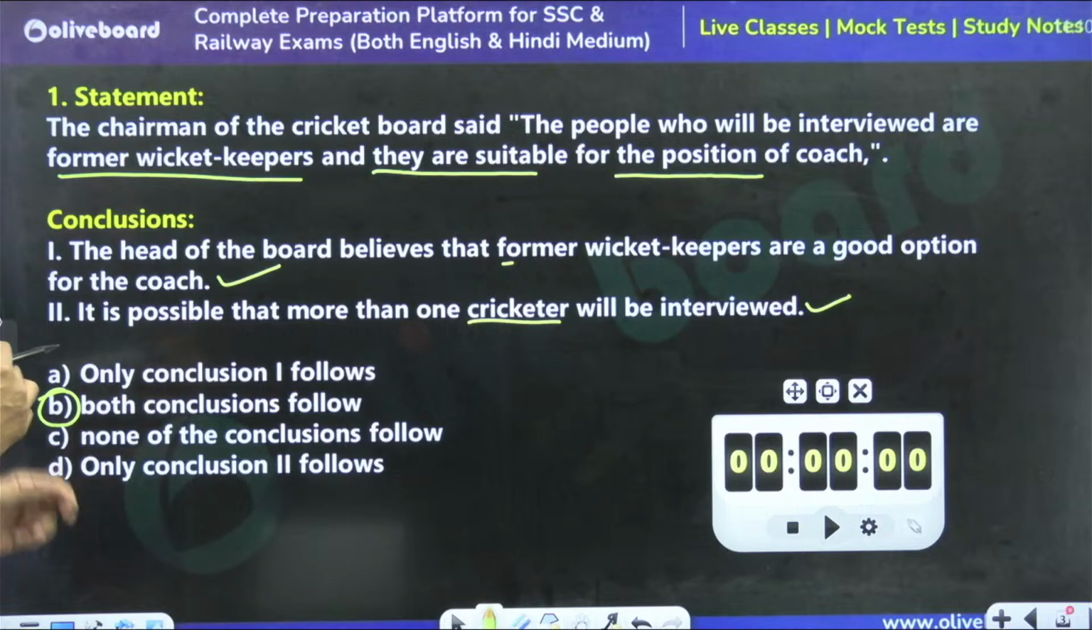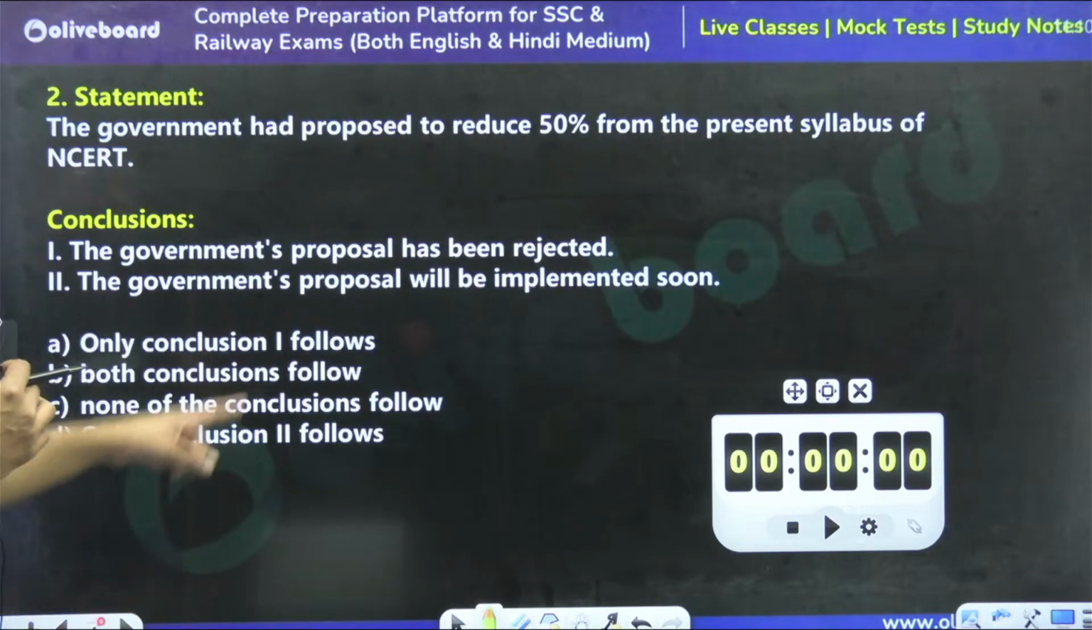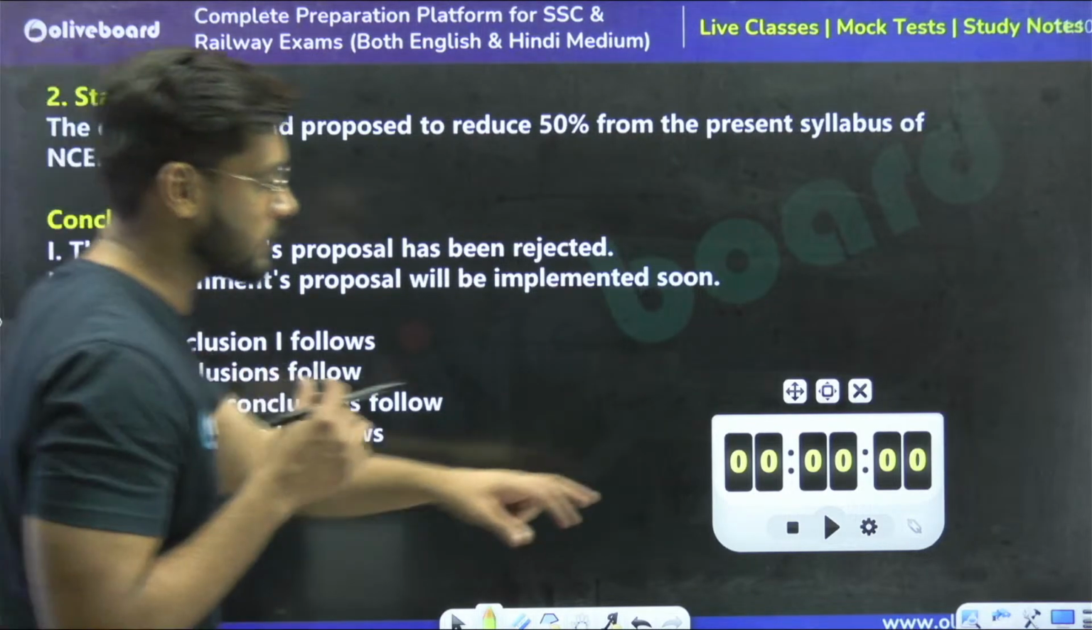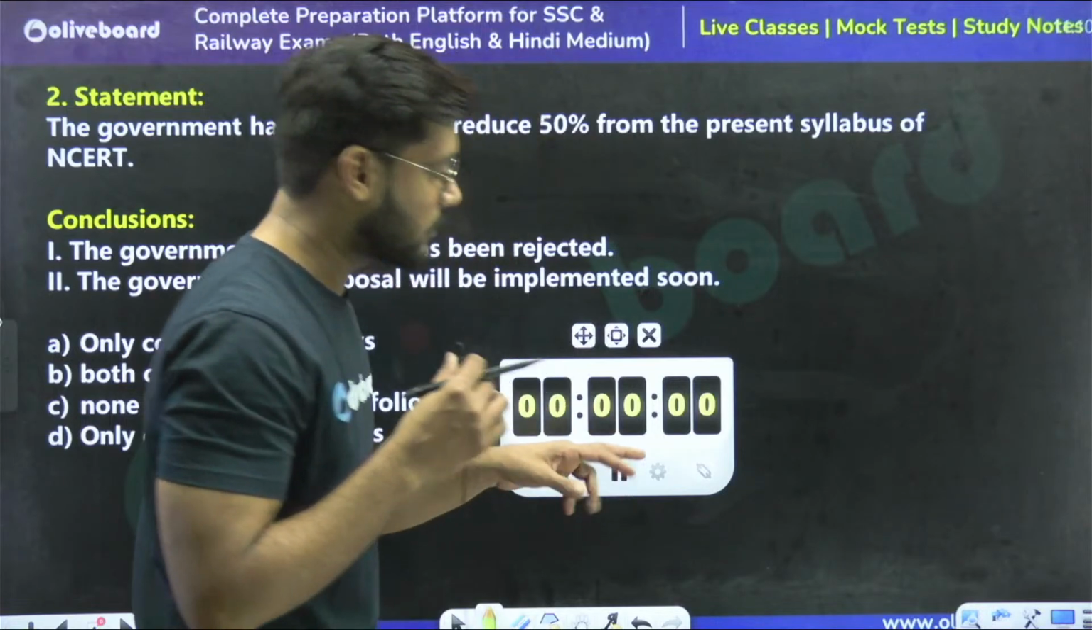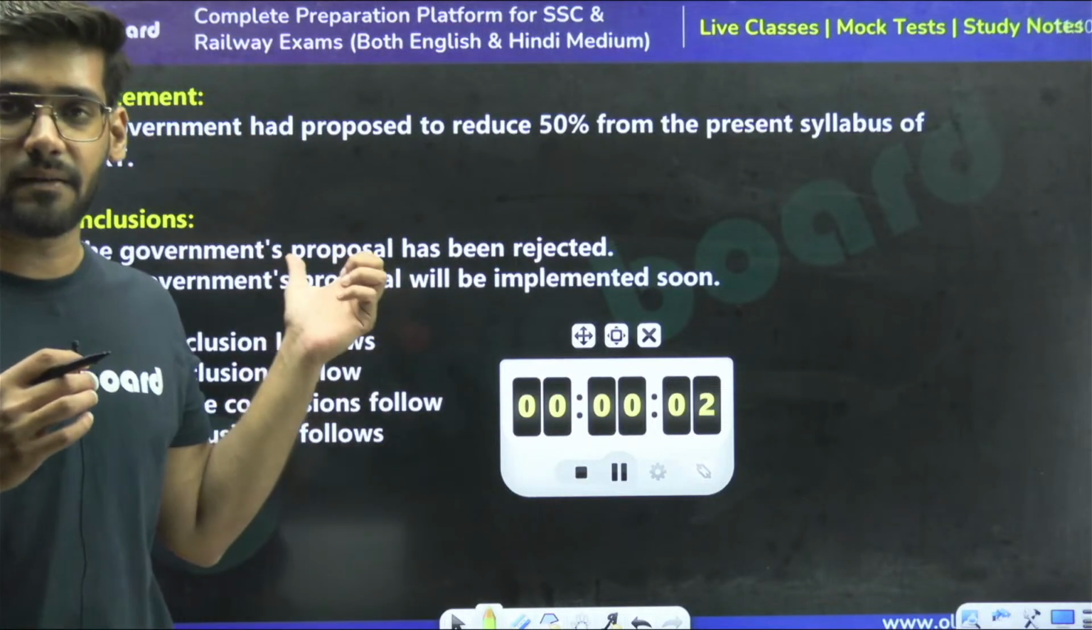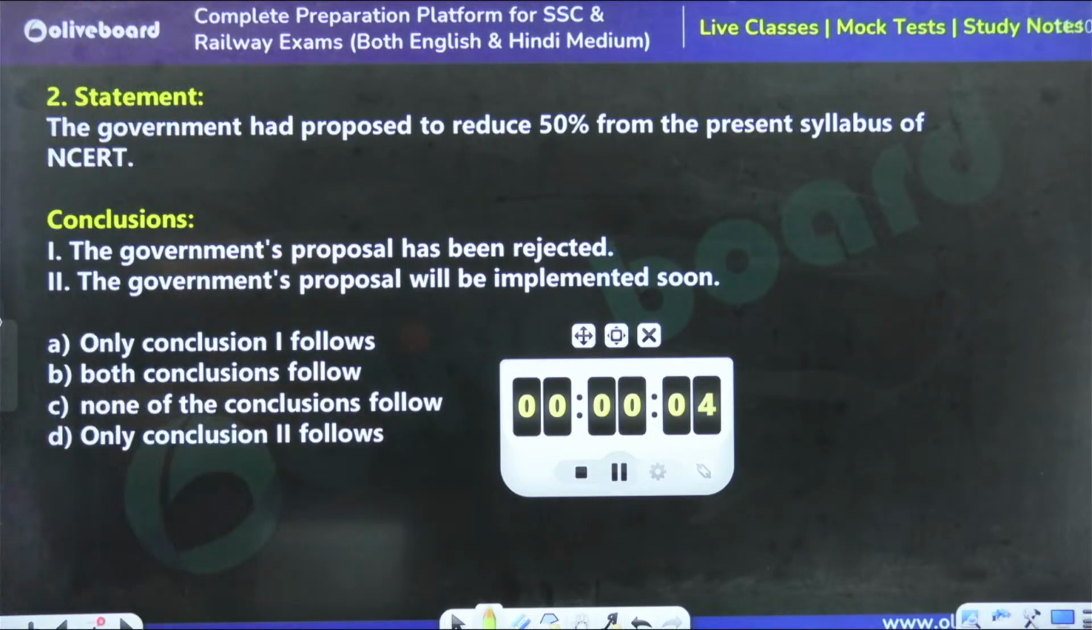Okay, if it is clear, then the second question on your screen is this one. I will be giving you 40 to 50 seconds. Let me know the right answer for this one.